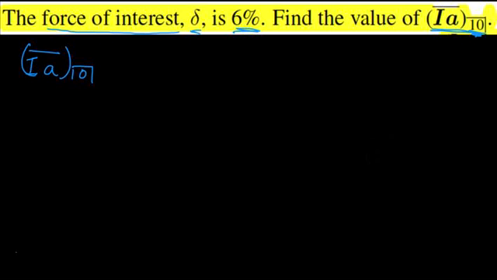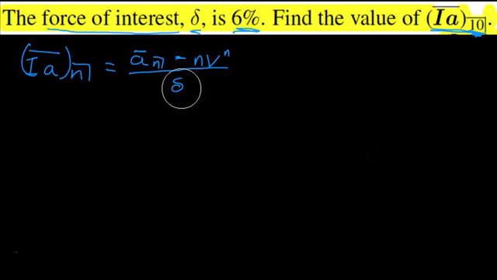So the formula, actually I'll just say if it were n, then the formula is a continuous annuity with that same period, n, minus the number of periods, n, times the discount rate to the power of n, divided by delta, the force of interest. It actually doesn't look very good. I'm going to do it one more time. So that's what it is.